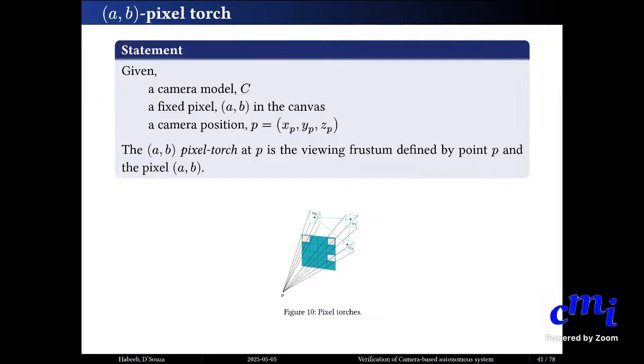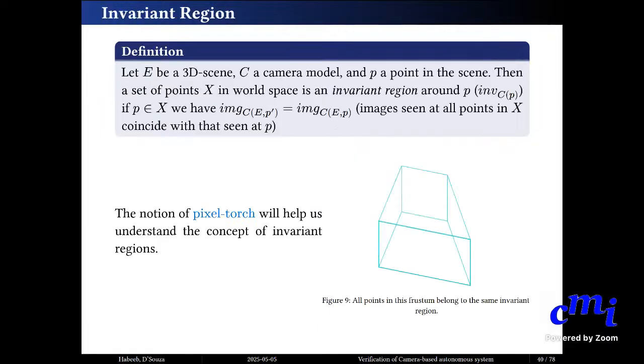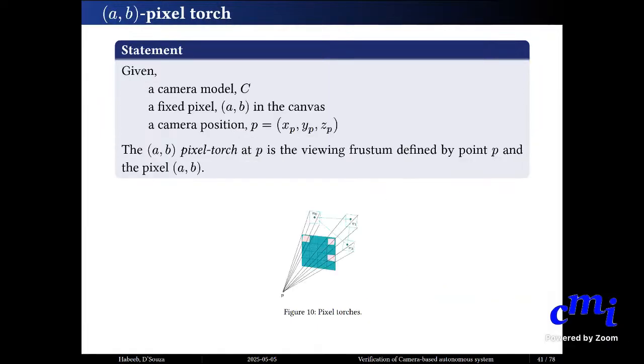So now I'll be defining an AB pixel torch. This is necessary because using this only, I'll try to form the invariant regions. So, AB pixel torch at P. So now you're describing how you will come up with invariant regions? Yes, sir. So now I am trying to.